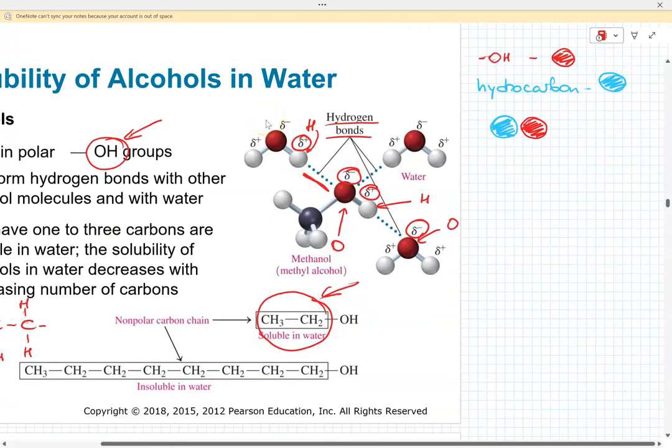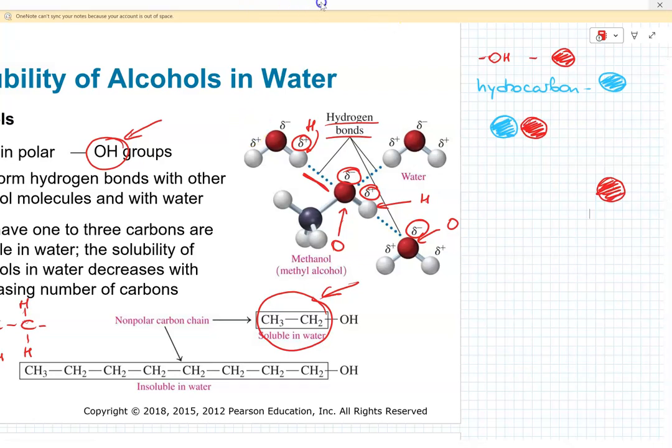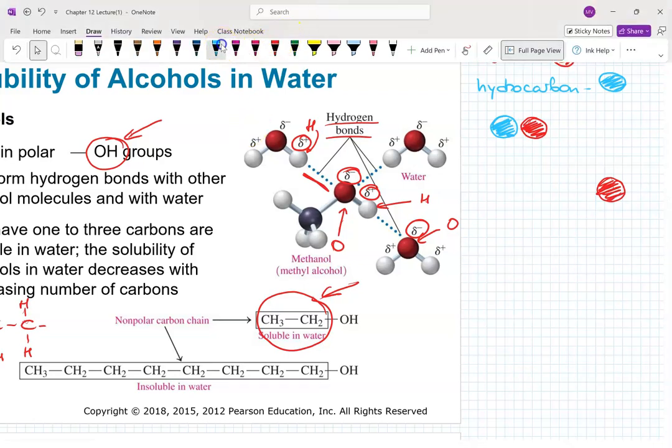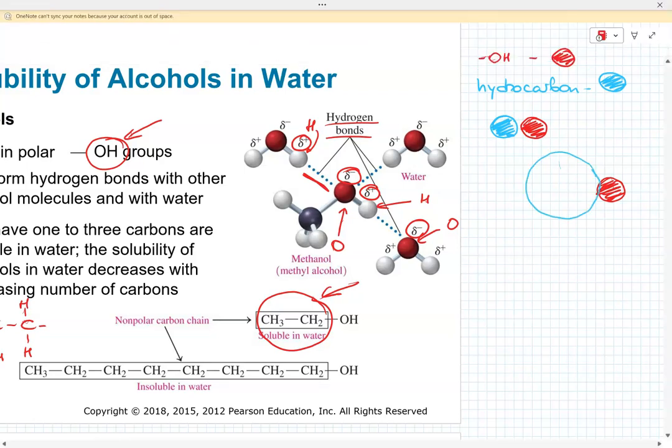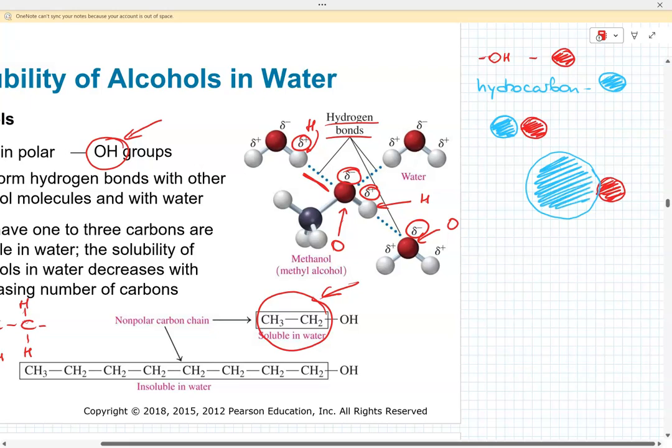If you look at octanol, the bottom one, 8 carbons, right? The size of the OH group, the polar one, remains the same, but the impact of the hydrocarbon tail is much more significant, so the non-polar properties take over. Does that make sense to you?